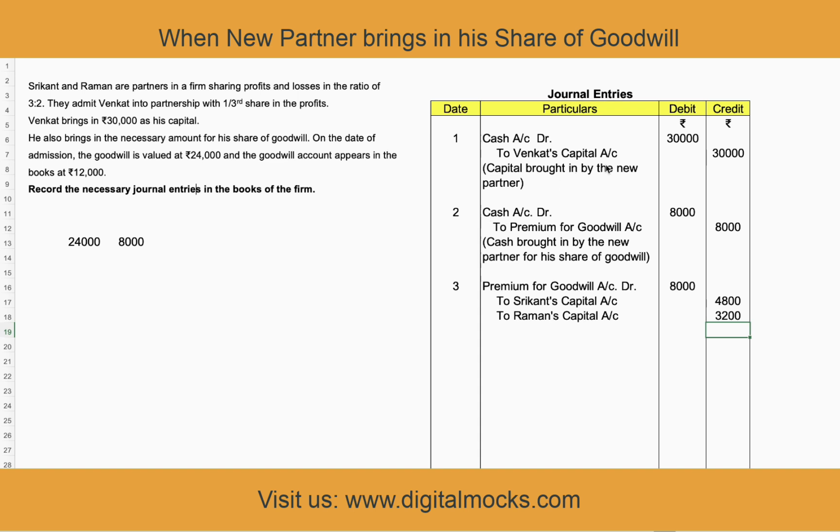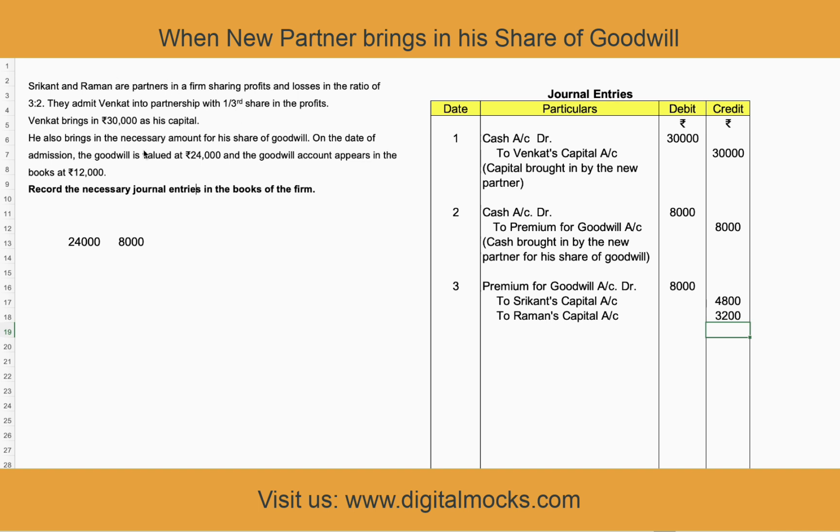So here, this capital is brought in by Venkat. What I did, I debited cash and then credited Venkat's capital account, right? This amount is also brought by Venkat only. So I debited the cash account, but I didn't credit Venkat's capital account. Now the reason why: his capital account will be credited in future.